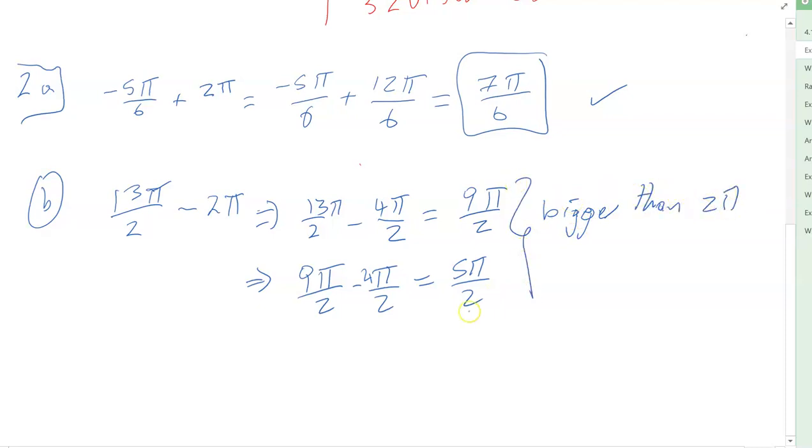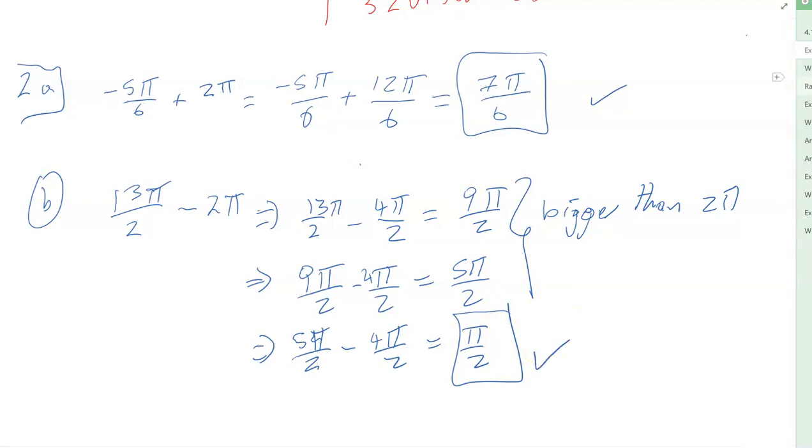Both of these are bigger than 2 pi. So I have to continue: 5 pi over 2 minus another 4 pi over 2. And here we end up with pi over 2. And this angle pi over 2 is between 0 and 2 pi. So that's your answer. Checks right there.